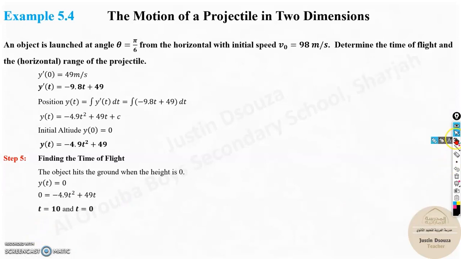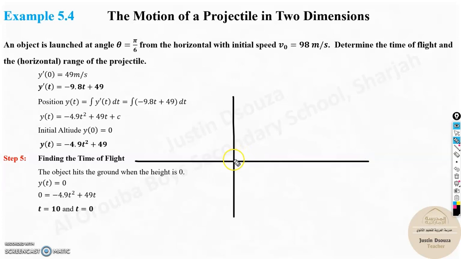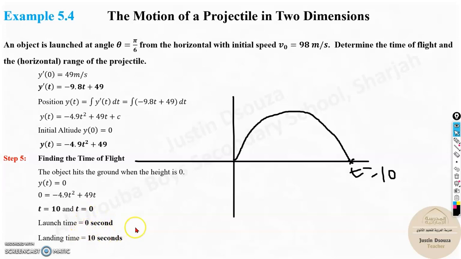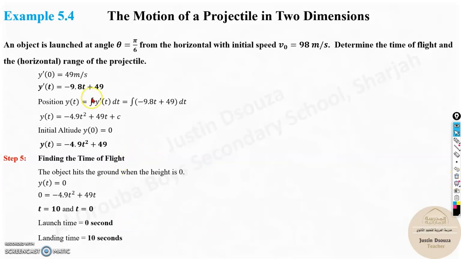So that means it starts at 0 because it's thrown at 0, and then it reaches 10. T is equal to 10 seconds. So what do we understand? The launching time is 0 seconds initially, and the landing time is 10 seconds. This is very useful information because this is the time of flight.